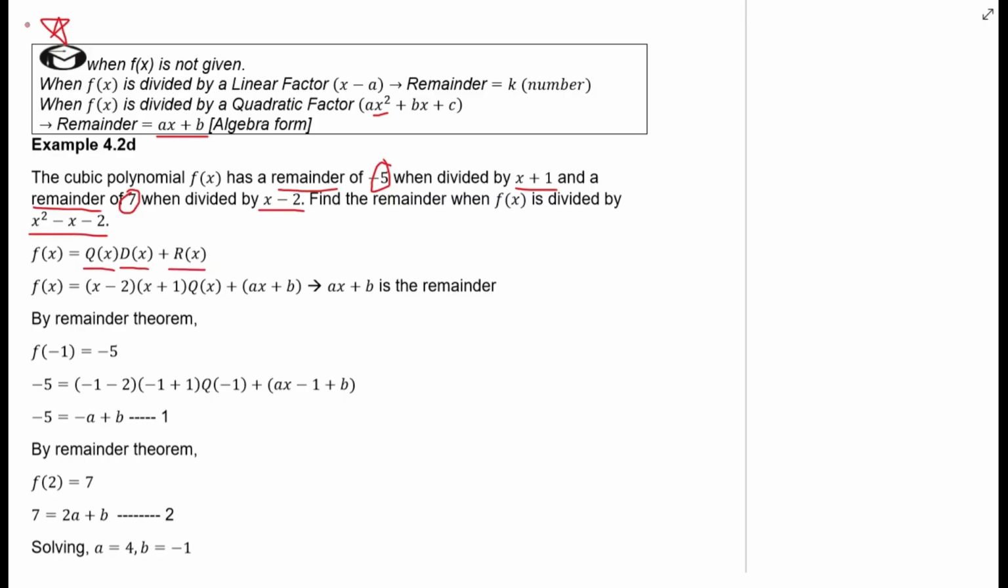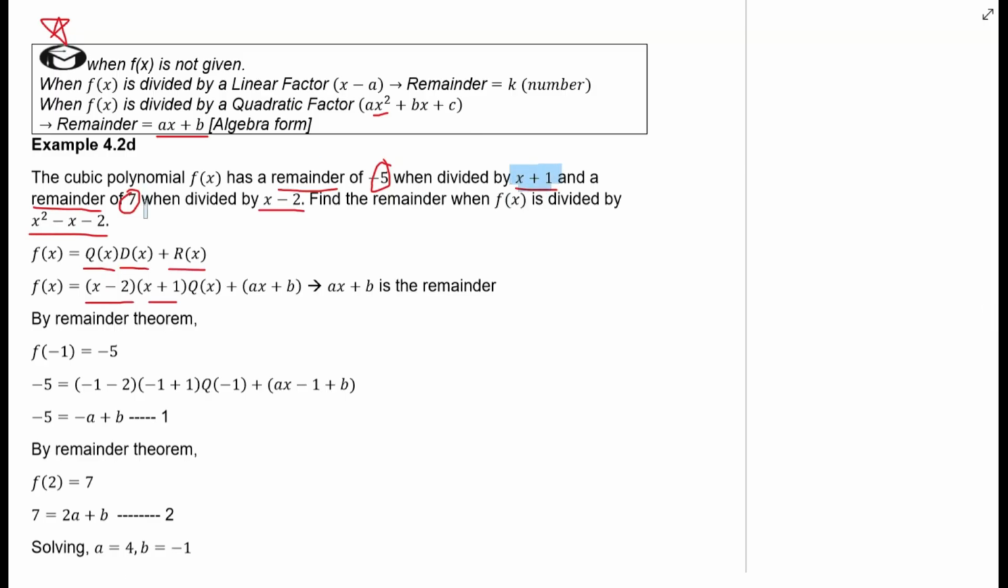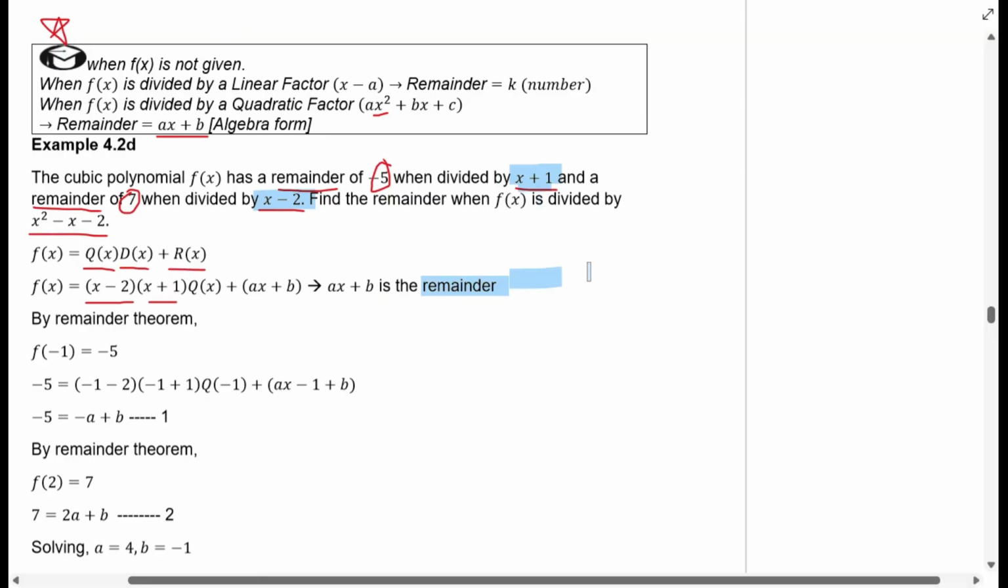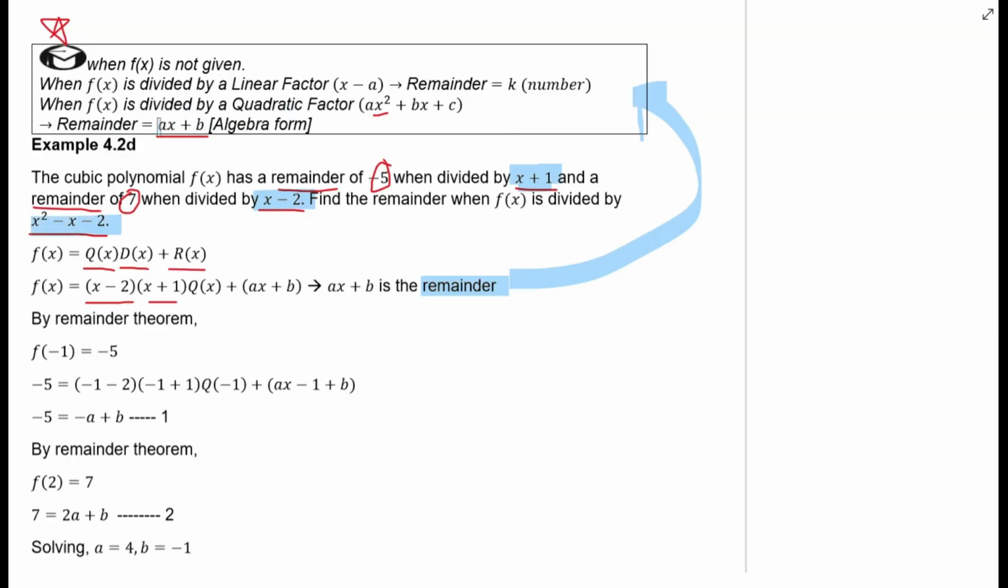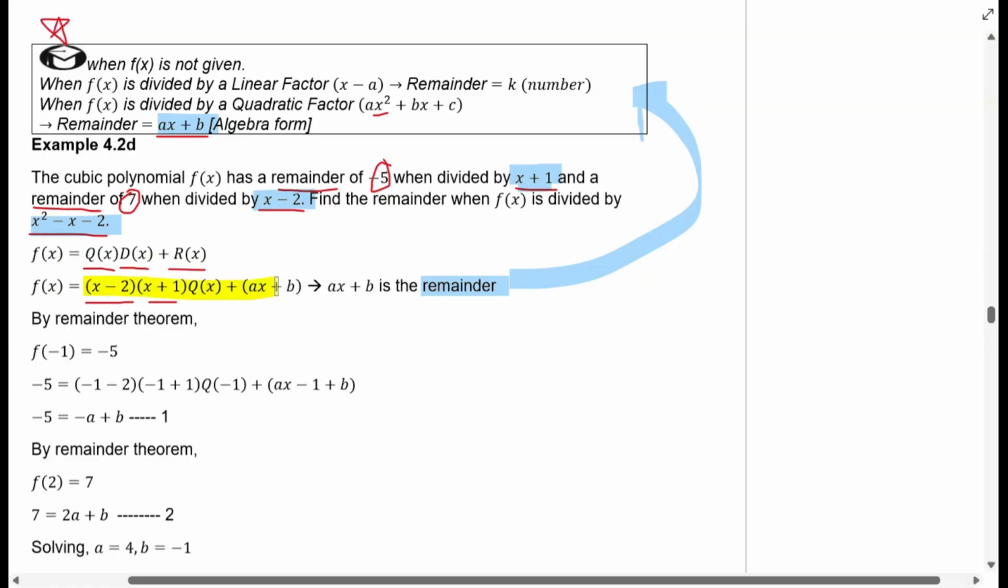So with this formula and the context of the question given, we can form f(x) equals to (x minus 2)(x plus 1), this is from the factors or the divisors given in the question, times quotient q(x) plus ax plus b. So this is the remainder. We are using ax plus b because, linking back up here, we are dividing by a quadratic factor, this one. So you use this remainder, ax plus b. So we will end up with this whole chunk as our f(x).